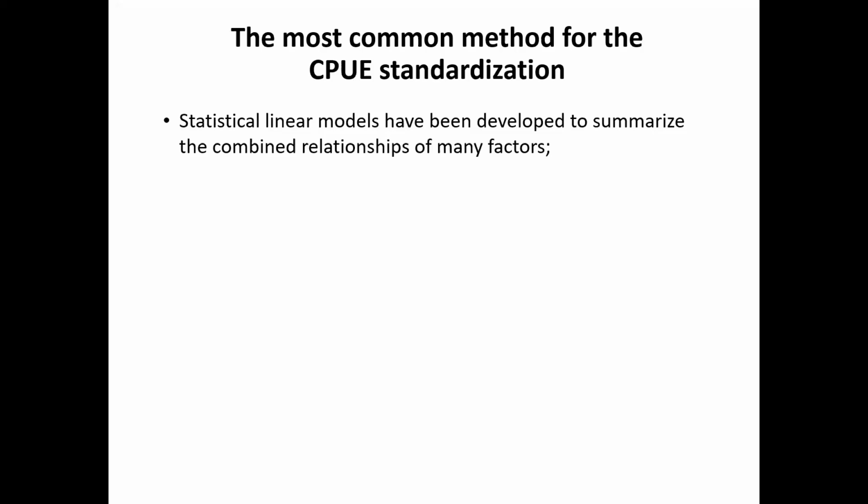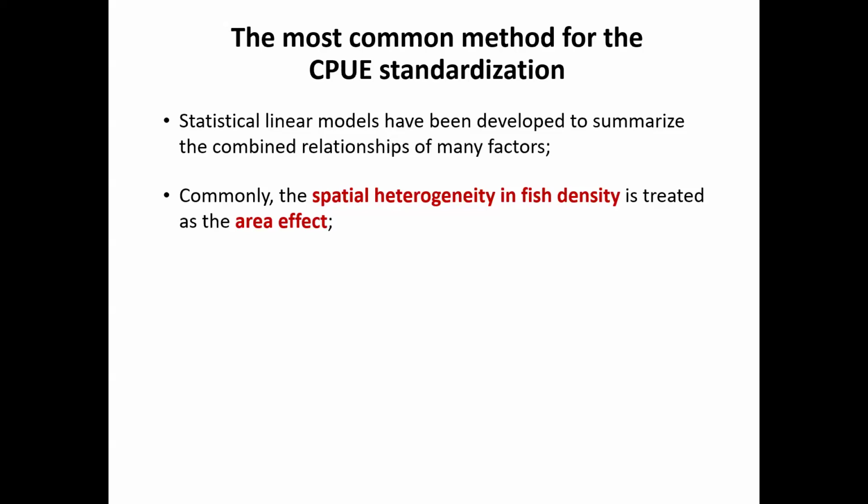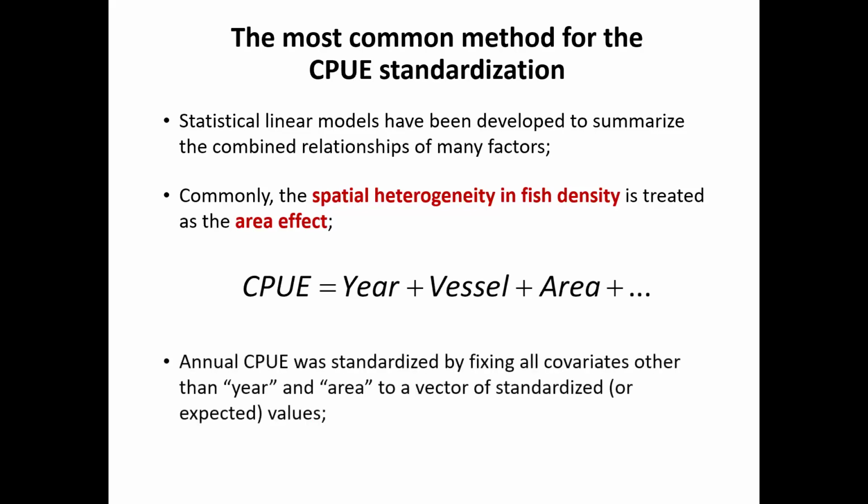In the most common method to understand the CPUE, we use a very simple statistical linear model to summarize the combined relationship of the many factors. In general, the spatial heterogeneity in the fish density is treated as the area effect. So we can write down a very simple model. This model can include the year effect, vessel effect, and the area effect. And we can predict the annual CPUE by fixing all covariates other than the density covariates, such as the year and the area effect as the density covariate, to predict the annual CPUE.